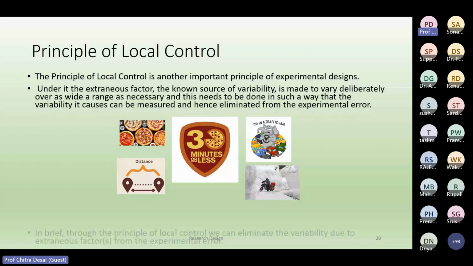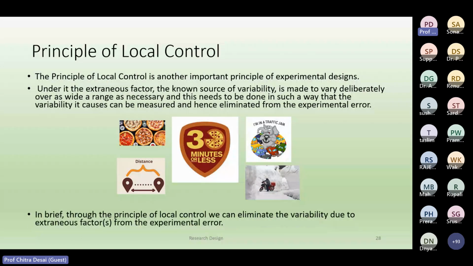So in brief, through the principle of local control, we can eliminate the variability due to the extraneous factors from the experimental error. So here we understand that if some statement is being made in a research, or if you are offering certain things after a lot of research study, basically how many factors of variability you have to consider in this.